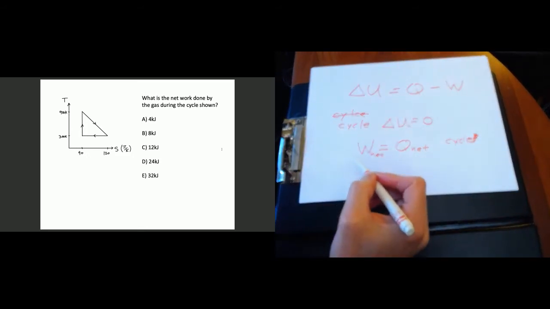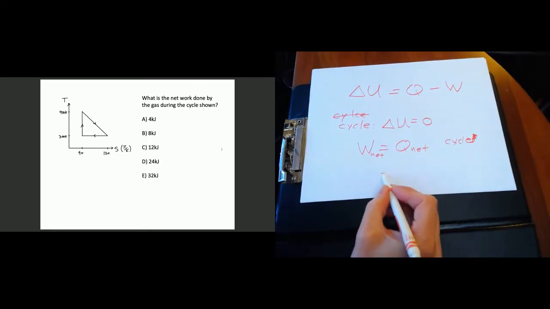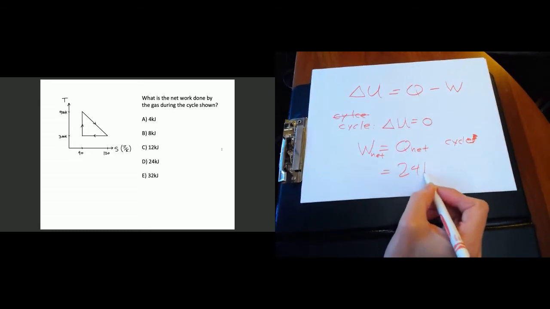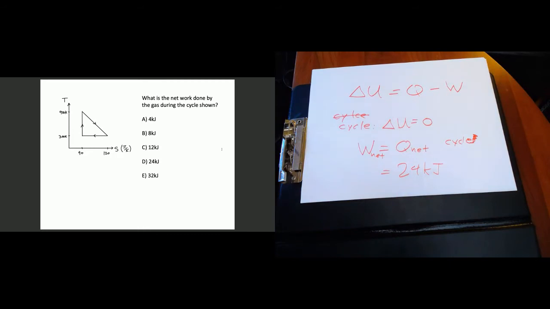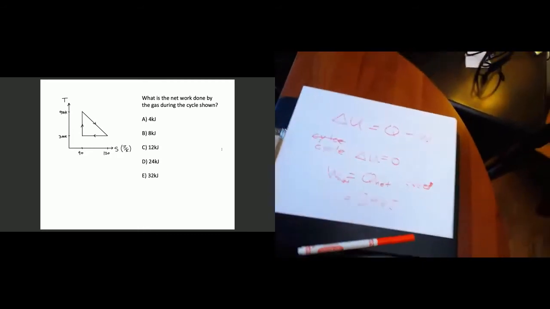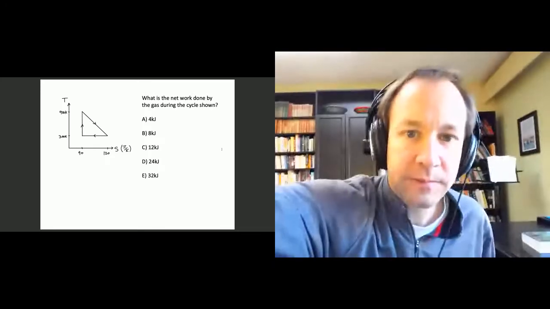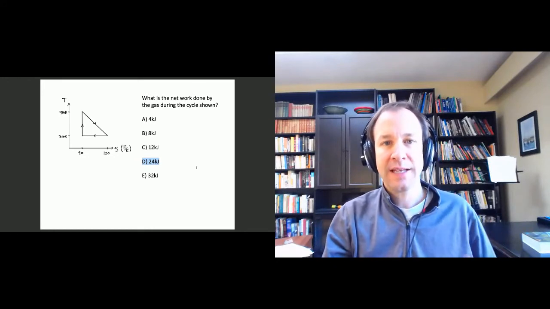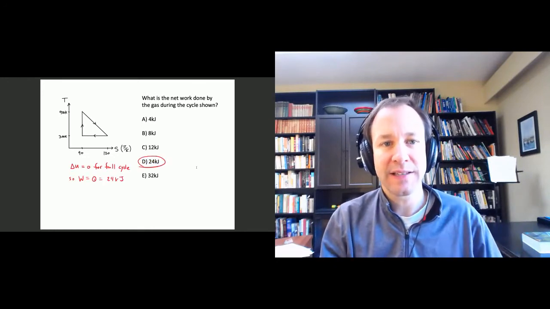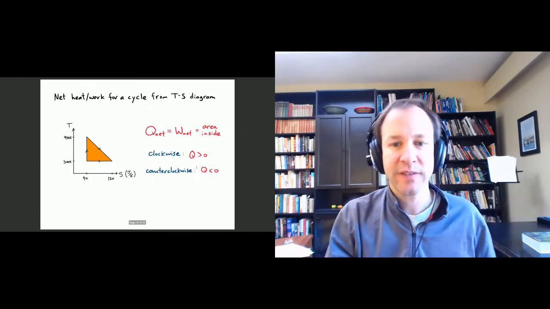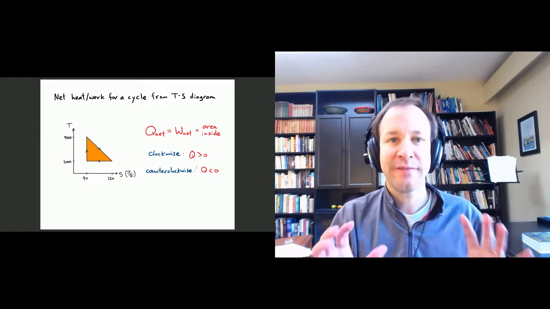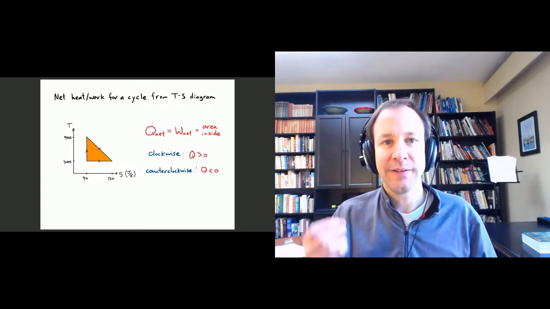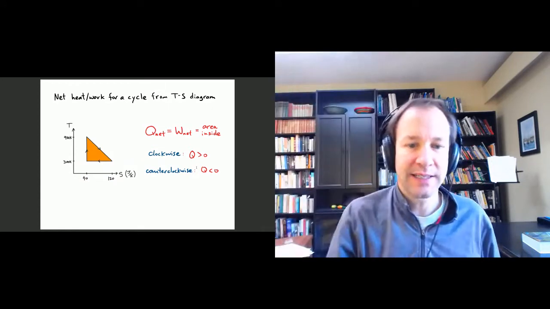So in this case, we actually don't need to do any further calculation, because in the previous question, we just calculated that the net heat was 24 kilojoules. And so again, what we can say is that the answer is 24 kilojoules. So that is D. And putting together the result of this question with the previous question, it's going to give us a very, very useful result that we can geometrically calculate the efficiency of a cycle that's plotted on a TS diagram.